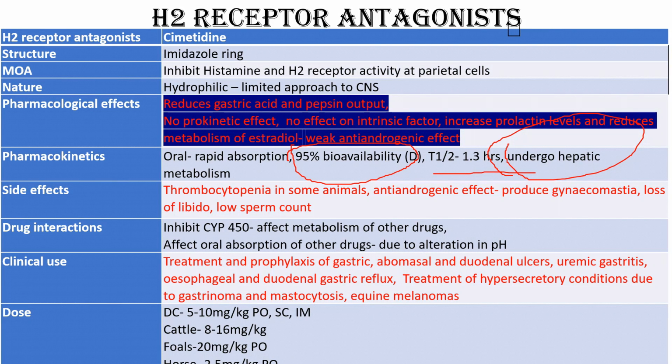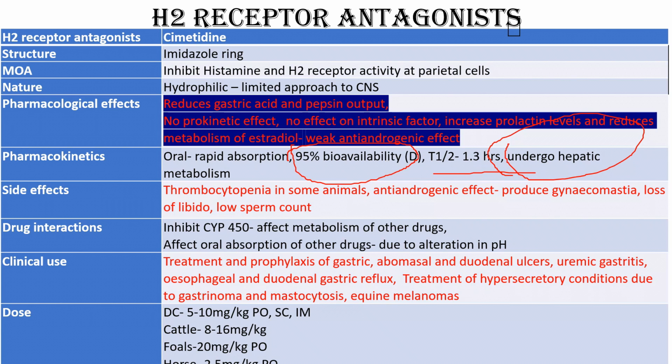Then what are the clinical uses of cimetidine? Cimetidine is very commonly used for the treatment and prophylaxis of gastric, abomasal and duodenal ulcers in animals. It is also helpful in the treatment of uremic gastritis and esophageal, duodenal, and gastric reflux, that is esophageal reflux disease, which is very common in humans also.